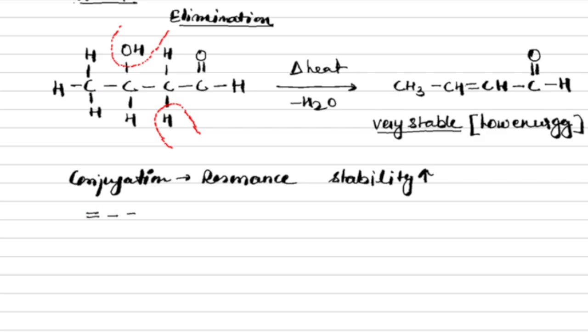Double bond, single bond, double bond. If that happens, these pi electrons are free to move. They delocalize, and doing so they create resonance, and that increases the stability. Remember, stability is inversely proportional to energy. So if I am increasing stability, I am decreasing the energy. Because we have discussed resonance and conjugation again and again, and why the stability is increasing, let's define that also.